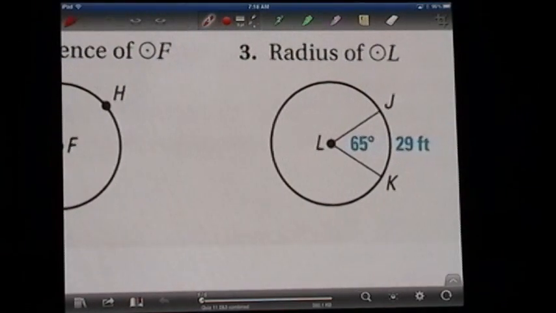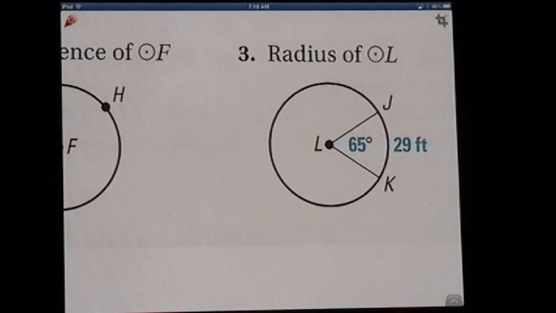Okay, so that means if we can find the circumference first, then we can use our circumference equation to find the radius by dividing by pi. So we have a 65-degree central angle here. It's very important for you to remember that that also makes the arc 65 degrees because it's a central angle.